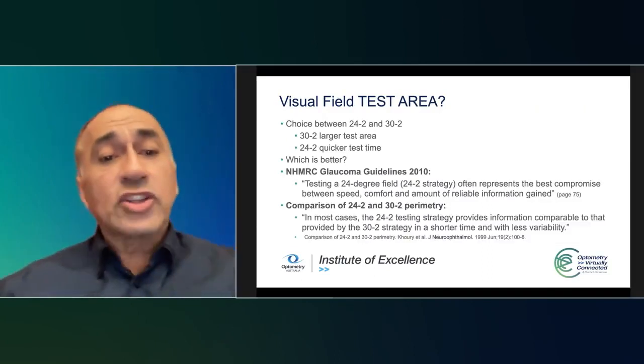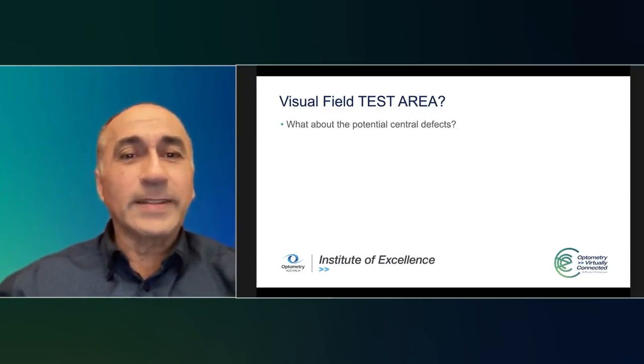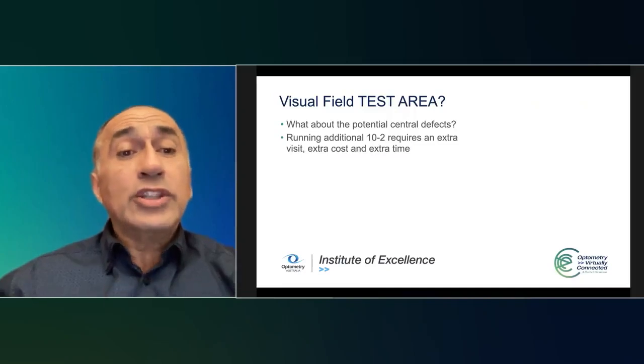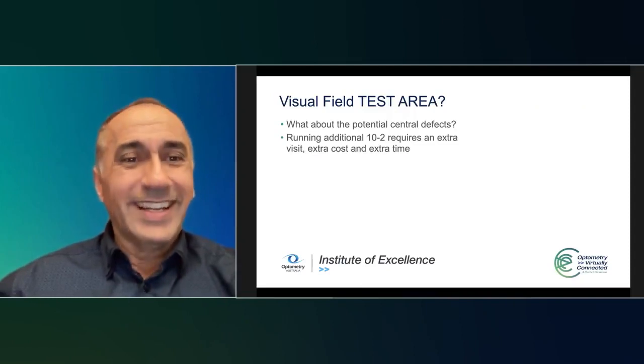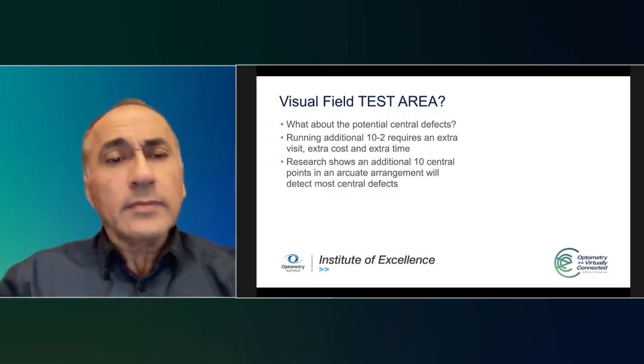So at this stage, it looks like 24-2 is the best option to be using for visual field testing. But what about those central defects that occur in a third of patients? Traditionally, we would run an additional 10-2 test on anyone that was missing one of those 4 central points. But that required an extra visit, extra cost to the patient, and extra time for the practitioner.